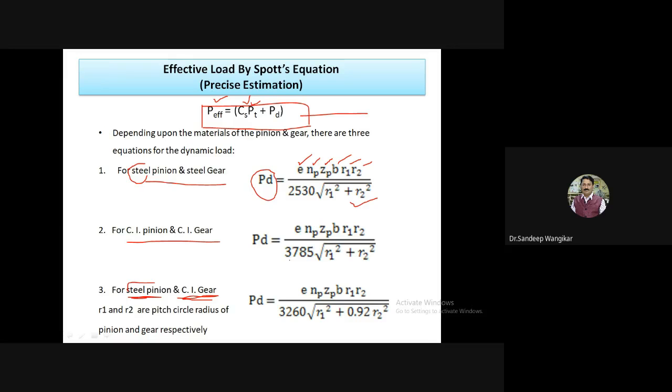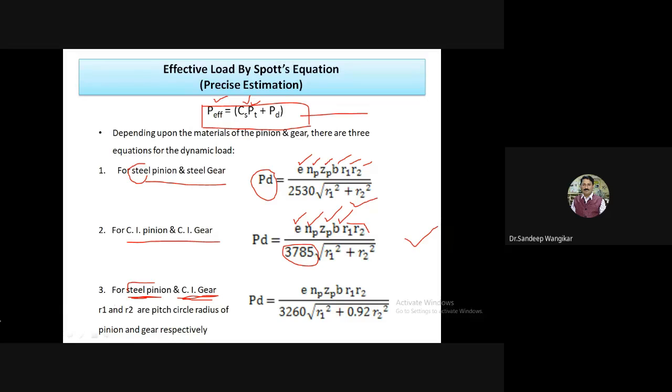Now cast iron pinion with cast iron gear. See here. Error, total error, EP plus EG, RPM NP, number of teeth on pinion, then this is face width, and R1 and R2 are the pitch circle radius of pinion and gear respectively. What is the change? In the above formula it is 2530. In this formula it is 3785. So this is the only change for cast iron pinion and cast iron gear. All other things are the same.